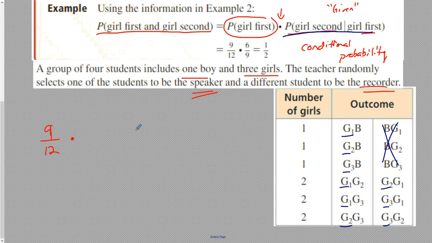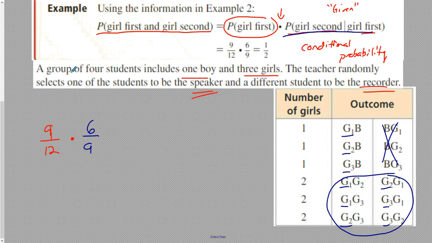Okay, so that changes the number of outcomes. Now we only have 9 left. How many of those have a girl in the second spot? Well, these 3 don't, but these 6 do. So the probability of getting a girl first is 9 out of 12.